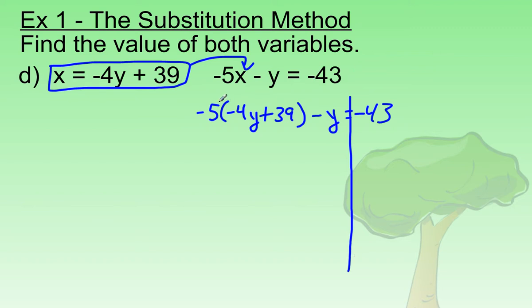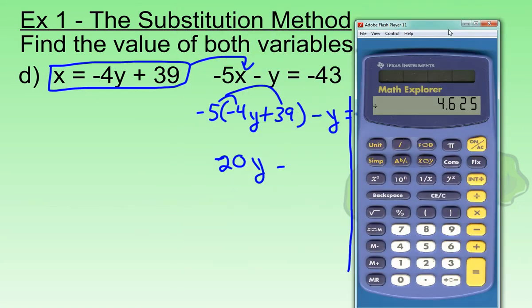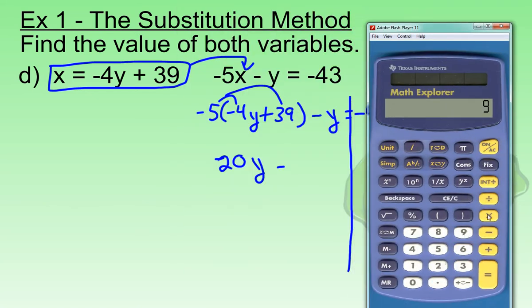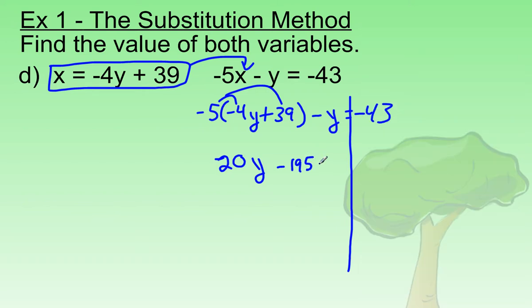So we'll start by distributing, get positive 20y minus, let's pull out our calculator, 39 times 5 negative is negative 195, 195 minus y equals negative 43. Okay, this is positive, just so I remind myself, because it looks like a negative there. Combine my like terms. I've got negative 1 and positive 20 gives me a positive 19y.